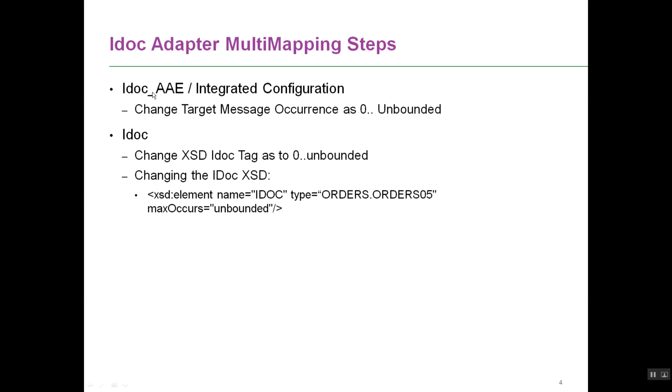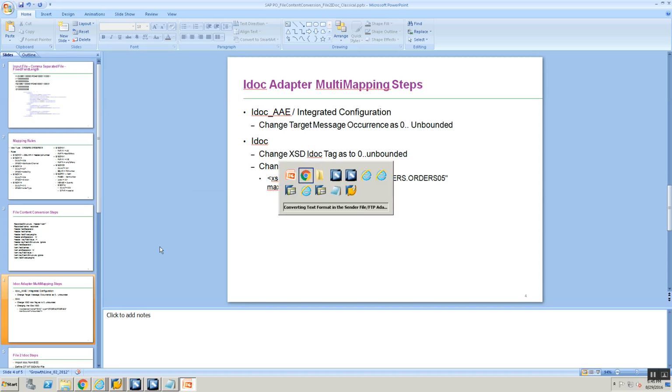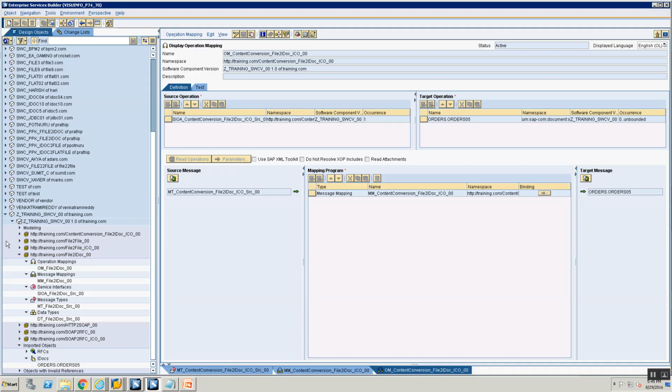Previously, in an Idoc_AAE adapter, what did we do? We changed the target message occurrence to 0 to unbounded. In the case of a classical Idoc adapter, we are going to download the Idoc's XSD, make some changes to the XSD, and then reload it into the mapping. Okay, so with this, let's get started, where we are going to build the file to Idoc scenario, where our sender file is going to be a fixed field length file, and then we are going to use a classical configuration with an Idoc adapter. So let's get started.